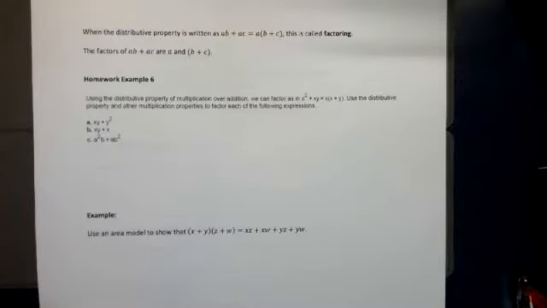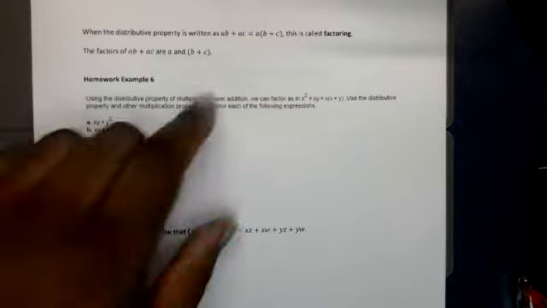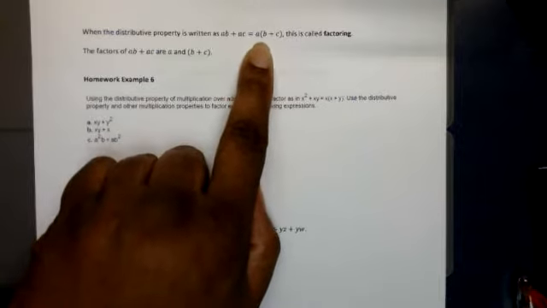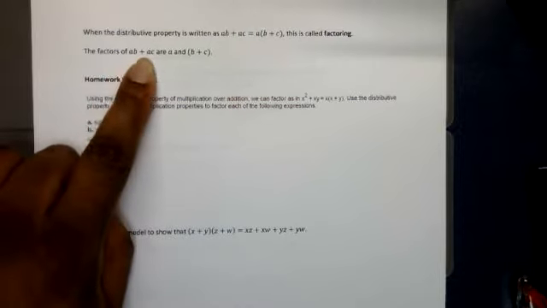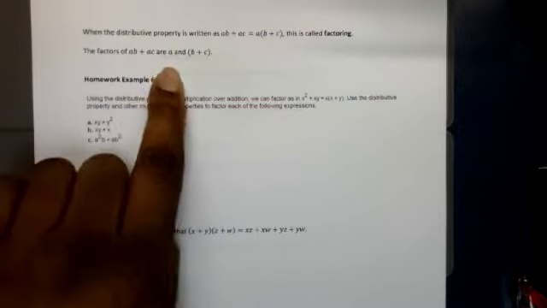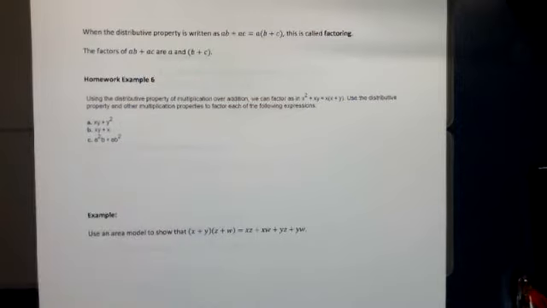All right, on the next page, when the distributive property is written as AB plus AC equaling A times, in parentheses, B plus C, we call that factoring. In factoring, we're always trying to find a common factor that's in both of the terms and then divide. So this is just going in the opposite direction. So here the factors of AB plus AC are going to be the A and the B plus C.